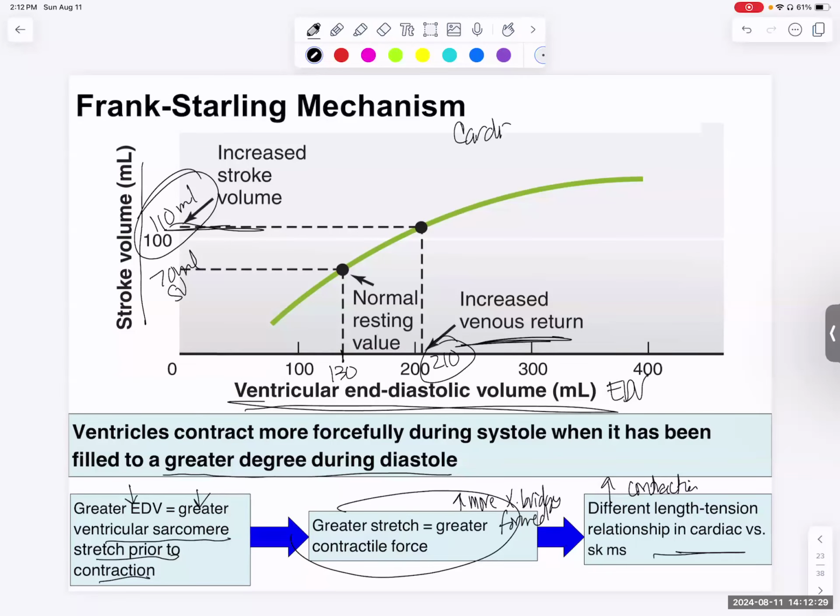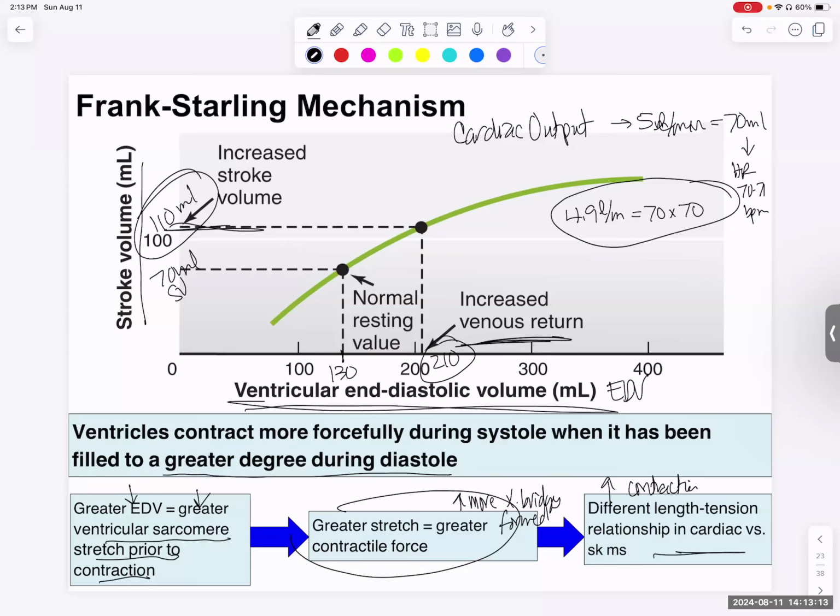And so if we're looking at cardiac output, at rest, you need only 5 liters per minute. So if you're doing 70 mLs, and you really only need 5 liters per minute, that means your heart rate can be around 70 to 71 beats per minute because 70 times 70 is essentially 4.9 or 5 liters per minute.